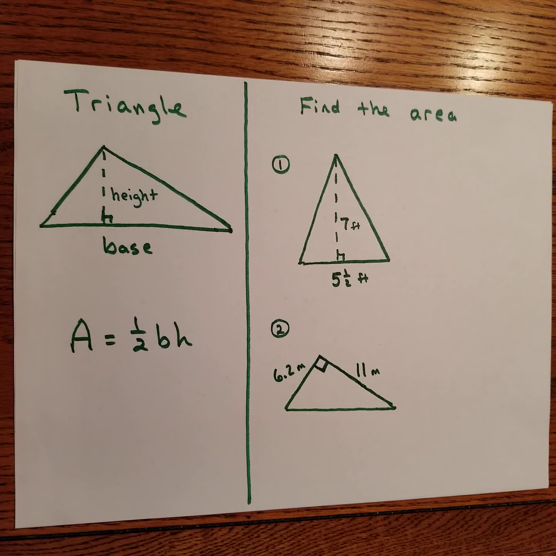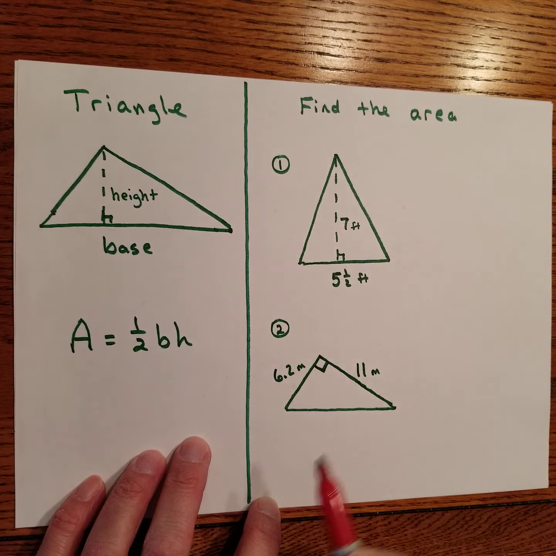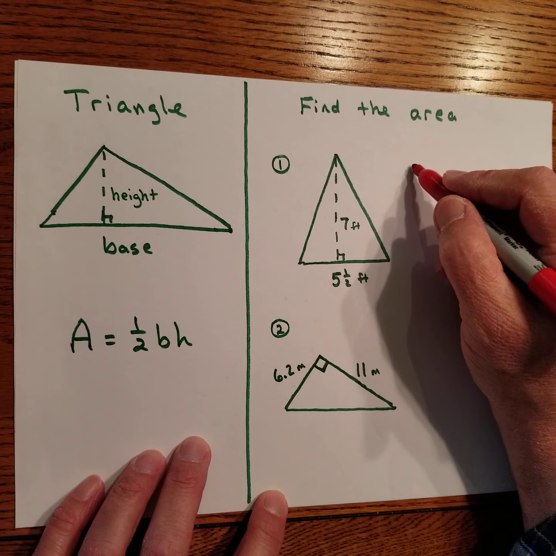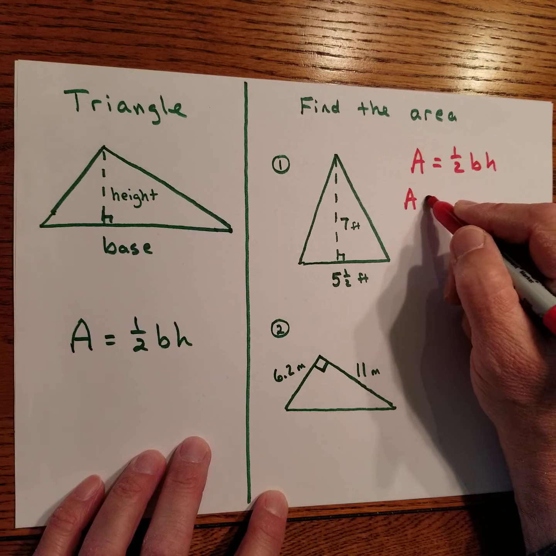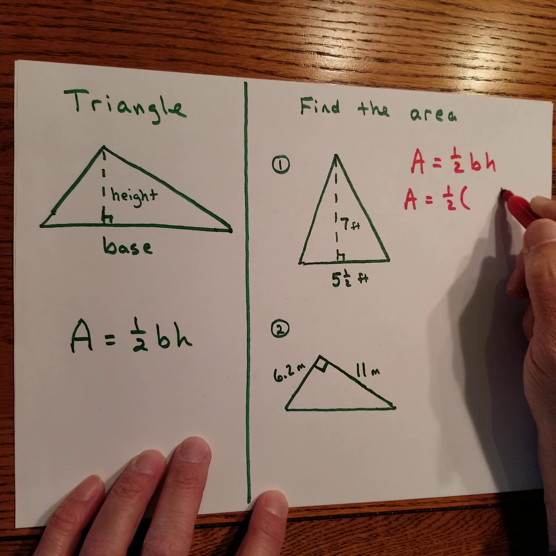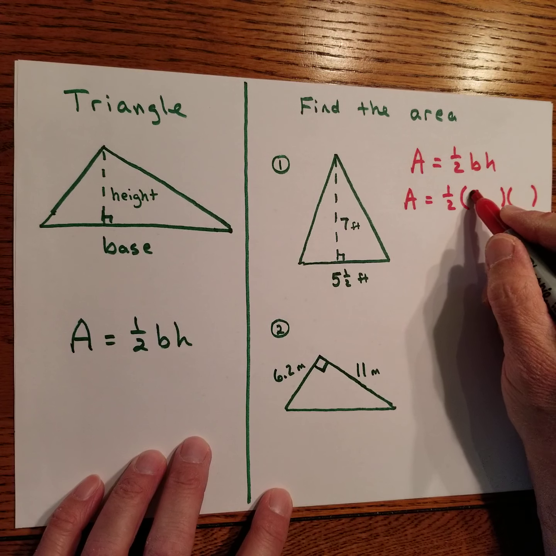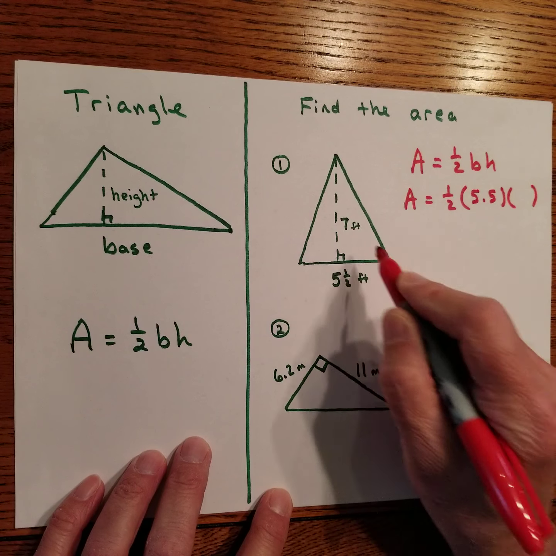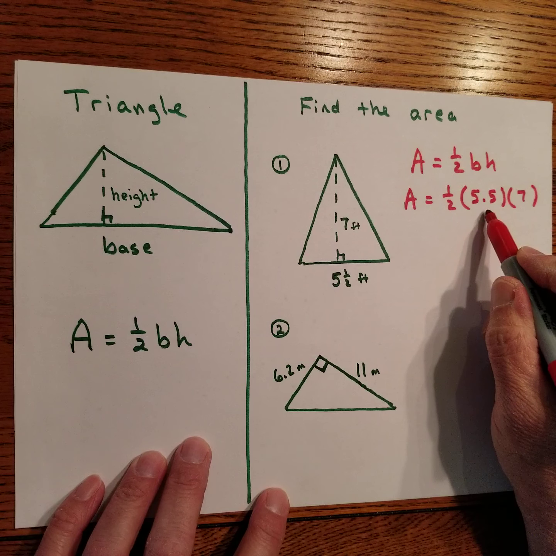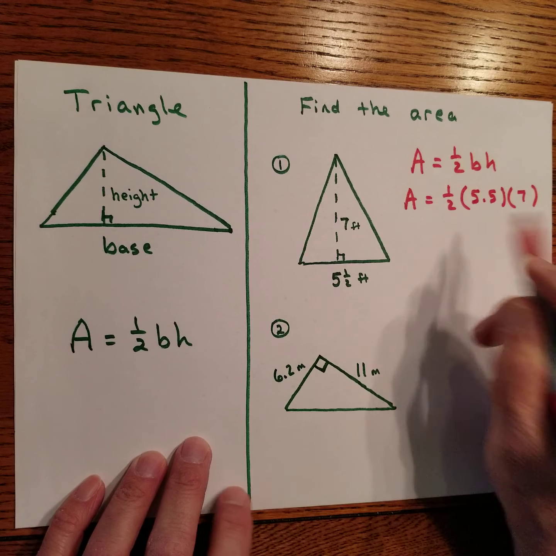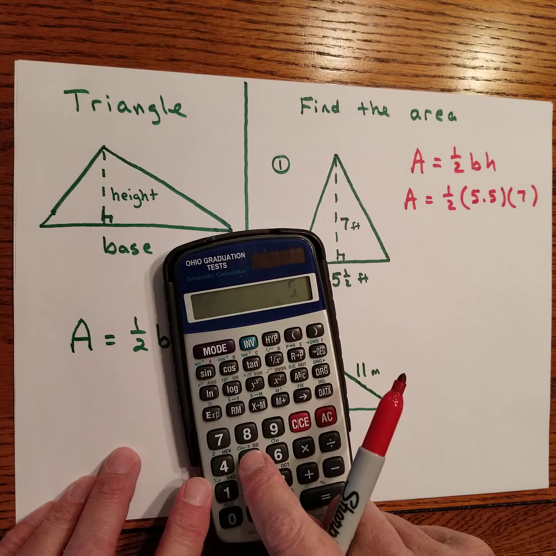Let's try example 1. Here's my base. Here's my height. I know it's the height because of that right angle there. Write down the formula. And then we'll plug in for base and we'll plug in for height. The base is 5.5. The height is 7. Now on my calculator, I'll go 5.5 times 7 divide by 2. Let's try it.